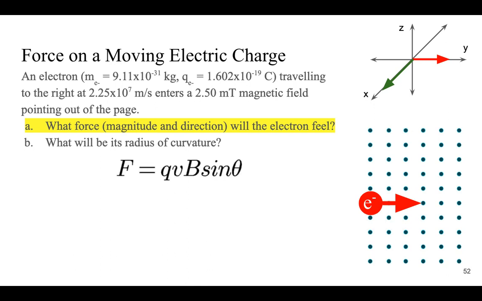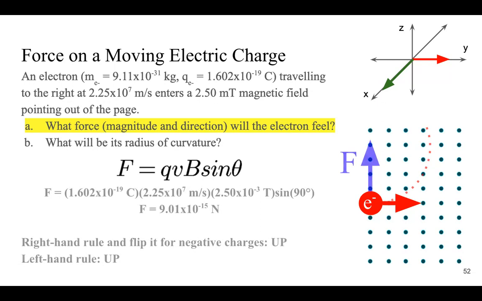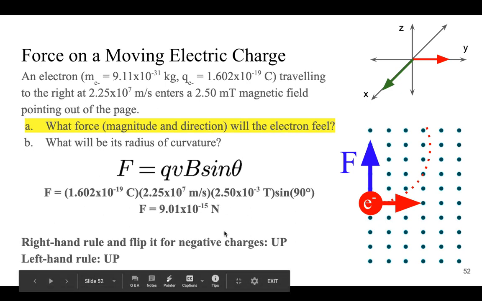Here's your formula. And this electron's velocity is perpendicular to the magnetic field, so your angle is going to be 90 degrees. So you plug in your things, and you'll end up with this wee tiny force. Force is equal to 9.01 times 10 to the minus 15 newtons. It's a tiny force, but remember, electrons have very tiny masses, so it will cause a meaningful acceleration. So you have this. And then how do you figure out the direction? Again, you can either use the right-hand rule and then flip it because it's a negative charge, or you can just hold out your left hand and use the left-hand rule.